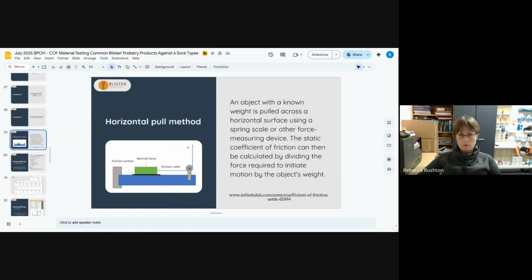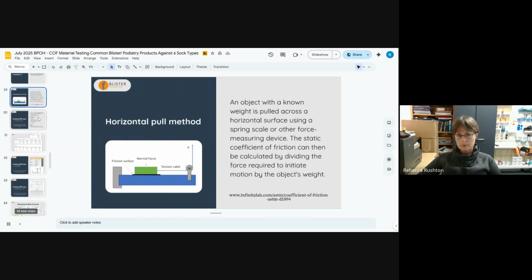There's something called the horizontal pull method. This is kind of instrumented, and it would be great to have access to that piece of equipment.